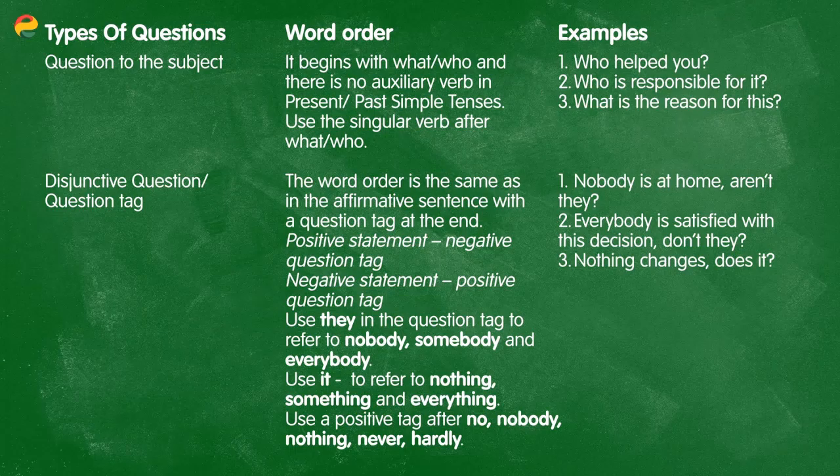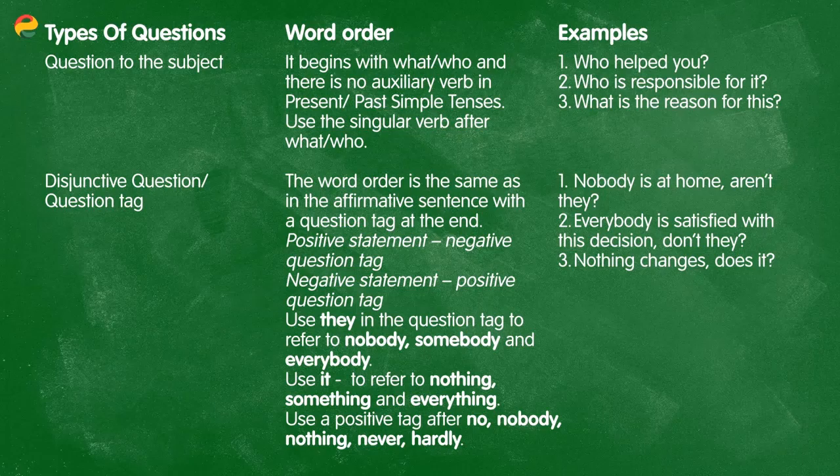Finally, disjunctive questions or tag questions use the same word order as an affirmative sentence or a normal declarative sentence with a question tag at the end. For a positive statement, you use a negative tag, and for a negative statement, you use a positive tag. And be sure to use they in conjunction with nobody, somebody, and everybody. It referring to nothing, something, and everything.